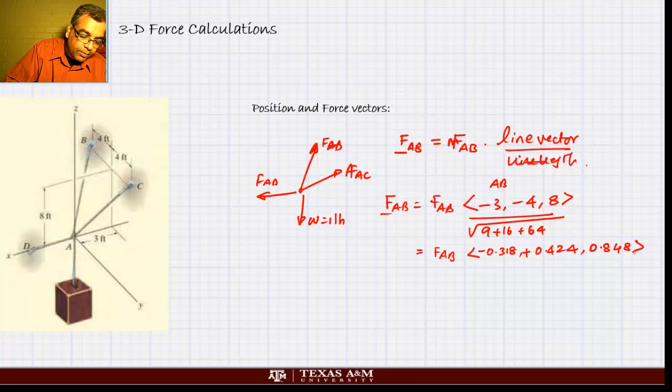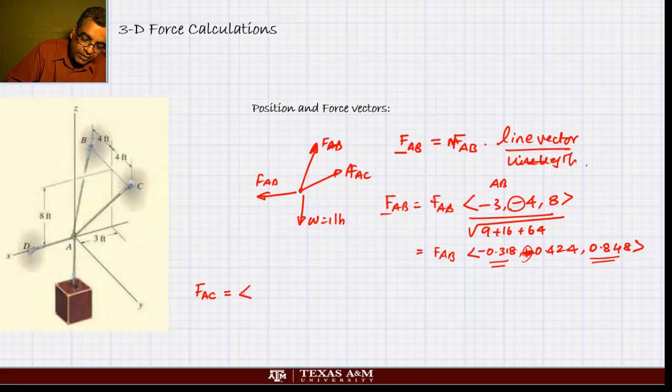Check the numbers, but you can see x component has to be negative because it's pointing along the negative x direction. Y component has to be negative, so my sign was wrong. This is negative because it's in the negative y direction. Z component is positive. So please make sure, first thing to do whenever you do some calculation is to check the sign. Notice this sign has to be the same as that sign. Okay, let's do FAC, and that should be easy.